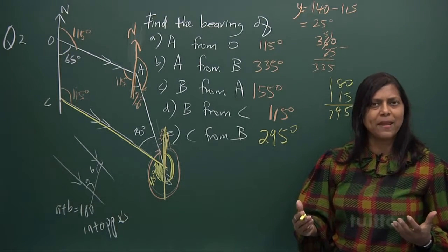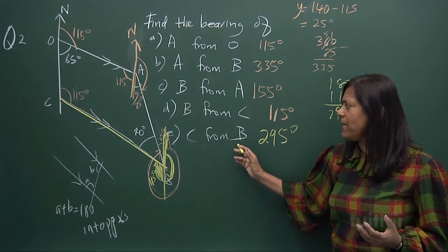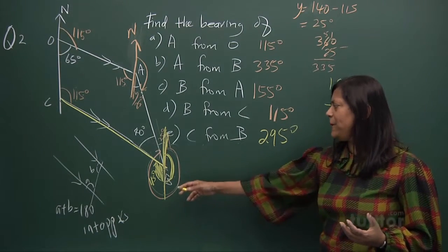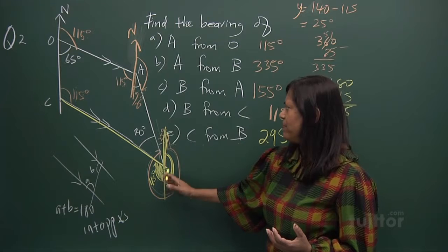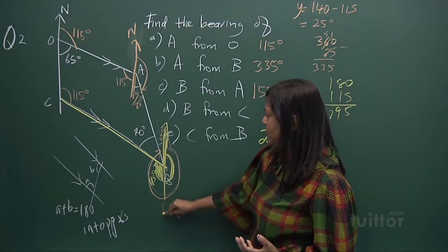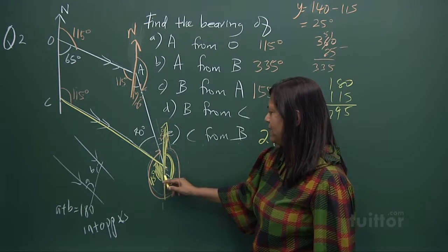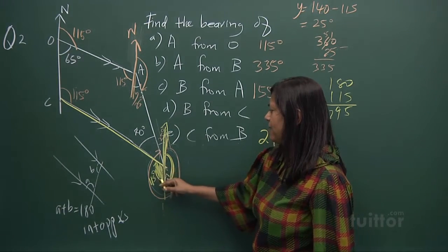Now I just want to repeat again. What's the bearing of C from B? Who's the starting point? B. This is B. Look at your north. That's your north, and this is north and south. North to south is 180 degrees plus this angle here.